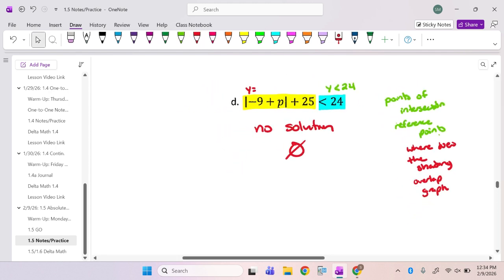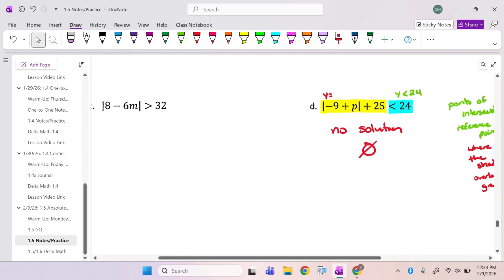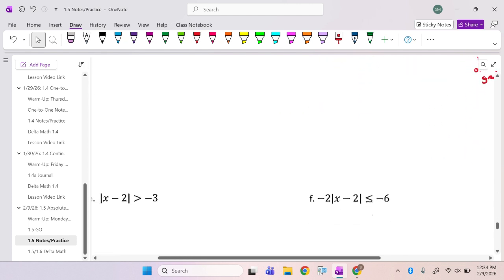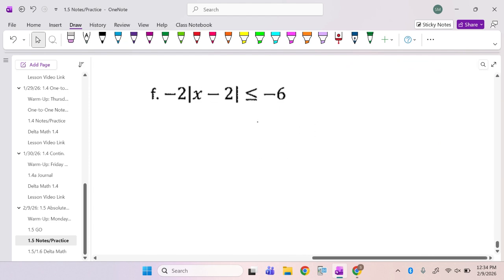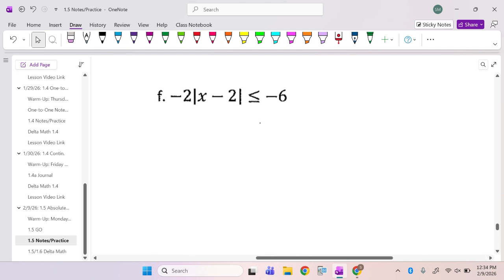All right, let's try one where you are going to get a solution. Try letter F. Set it up the exact same way that I showed you guys to do. Give letter F a shot. So remember, you're either going to write it as in between two x values, or it's going to be greater than one x value, smaller than the other x value.